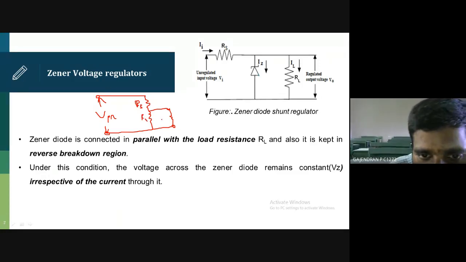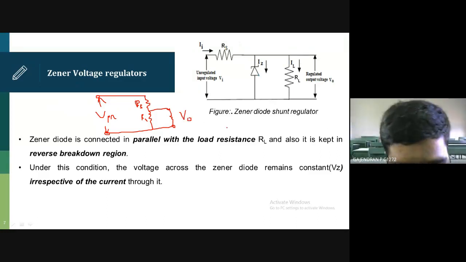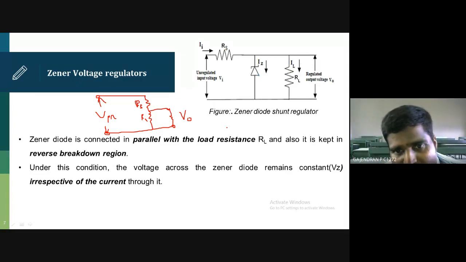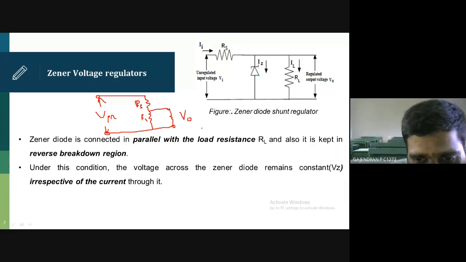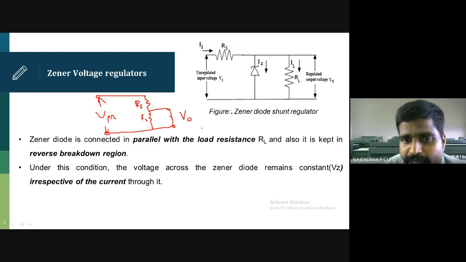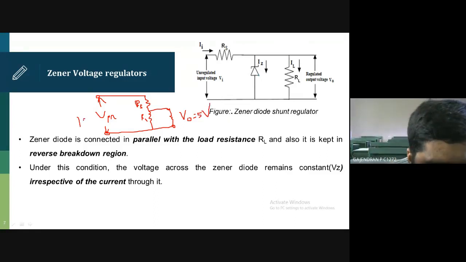Very simple. Which one do I need to keep constant? Output voltage, am I correct? For a regulator, what should be constant? The output voltage. Say for example, I need to keep the output voltage at 5 volt. If I give 10 volt, how much voltage should drop across this resistor? Any idea? Here I need 5 volt, so how much should drop across this?